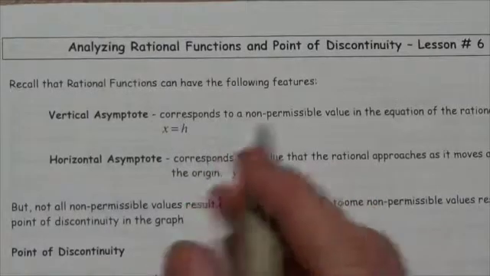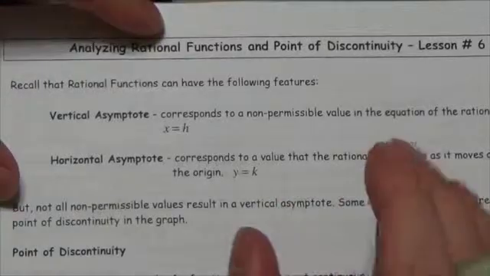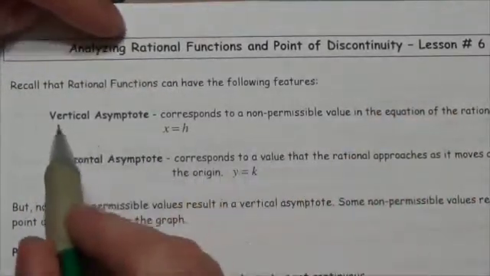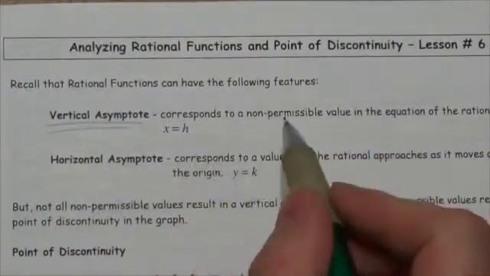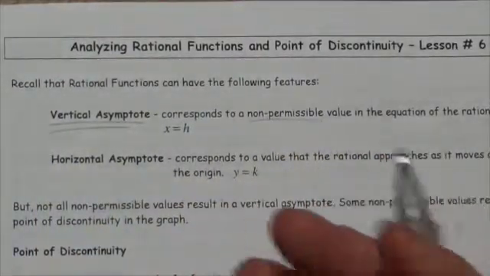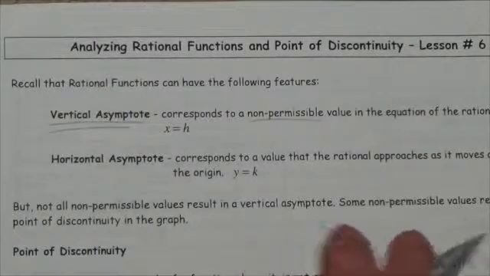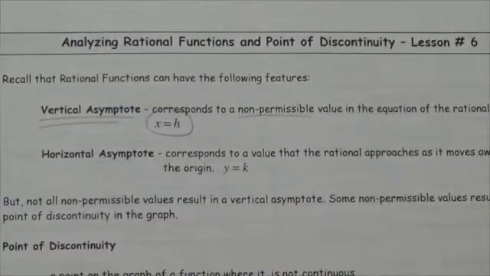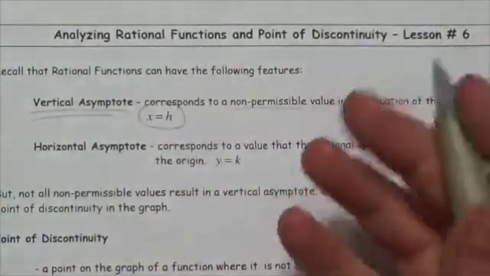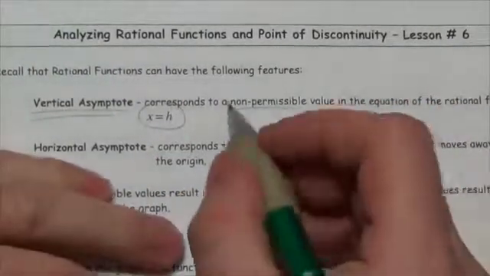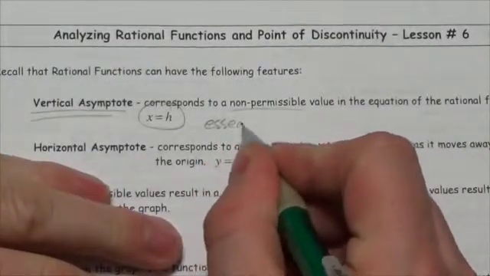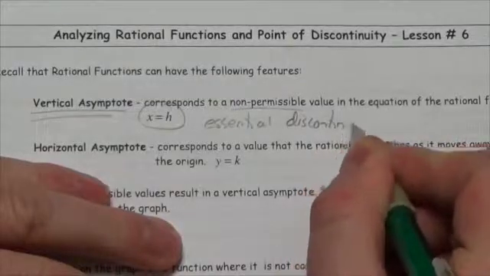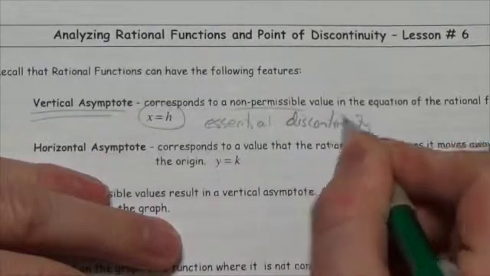Okay, so before we get into the meat of this lesson, just to review real quickly, when you've got a rational function, your vertical asymptote is a result of a non-permissible value in the equation of the rational function. So your x equals h here, this is your non-permissible value. Now, although I've said this before, I'm going to just say it again. I call this an essential discontinuity, and you're going to actually get to see why I call it this in this particular lesson.